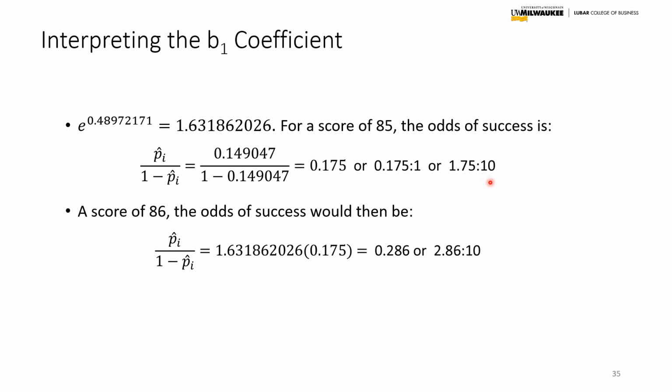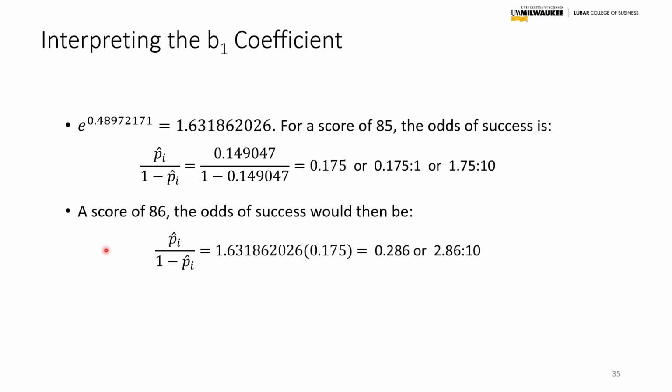This would imply for every 10 failures, there is 1.75 successes. Based on what we learned, if we were to change the score from 85 to 86, that is an increase of 1 unit, then the odds ratio would change by this 1.63 multiplier. And when we multiply it times the odds ratio for the score of 85, which is 0.175, we get 0.286, which means for every 10 failures, 2.86 successes.